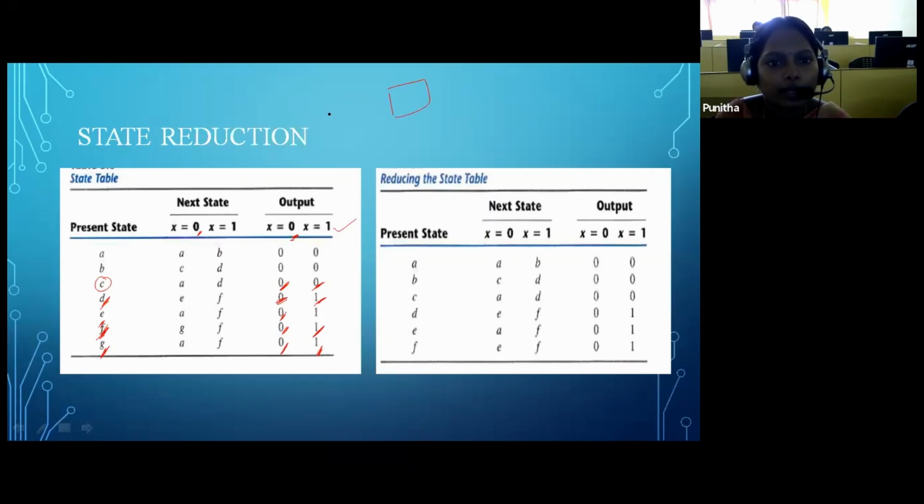This is how we have converted the diagram into table format. Hereafter I need to apply the reduction technique, because the reduction technique cannot be applied directly to the diagram. It is only applied to the state table format. For that, I have converted the diagram representation into a table representation. Now I'm going to apply the reduction technique.